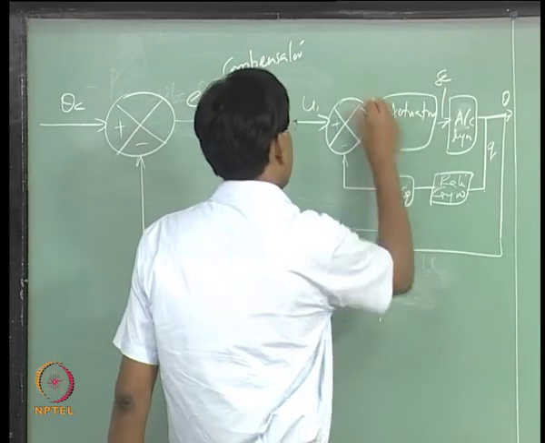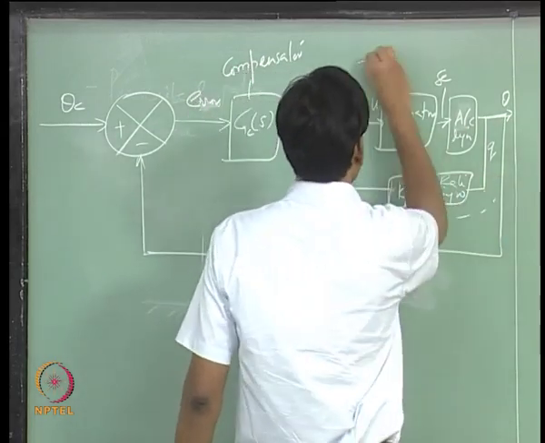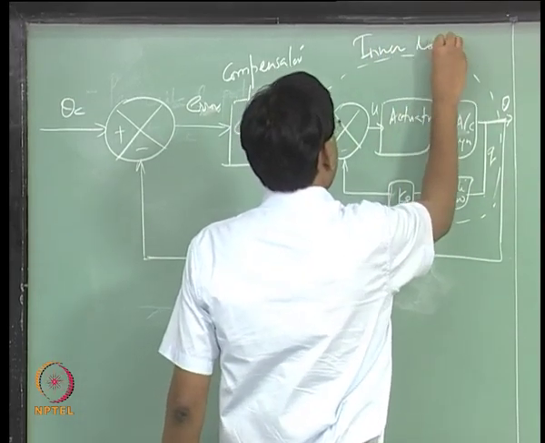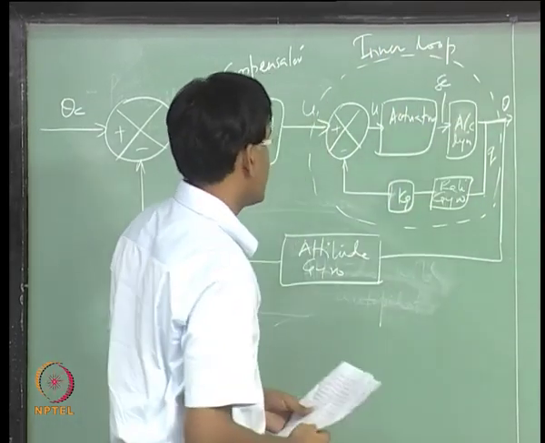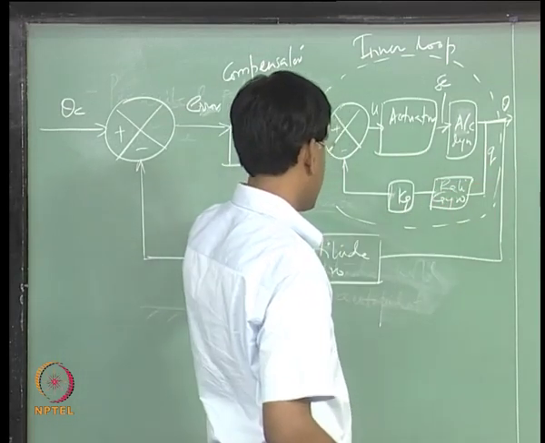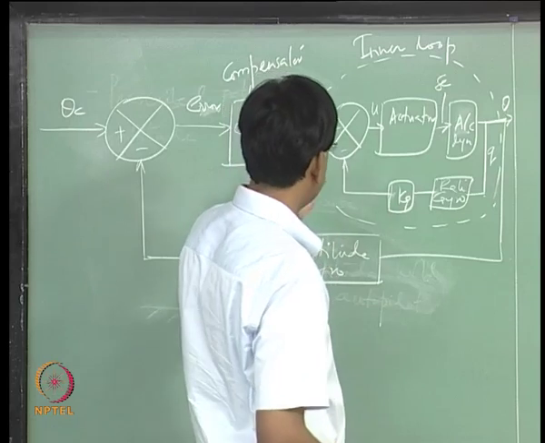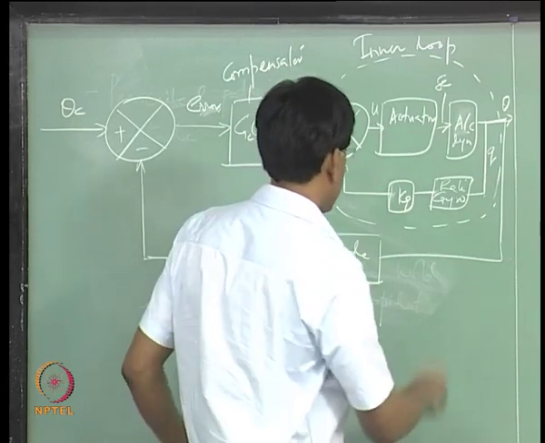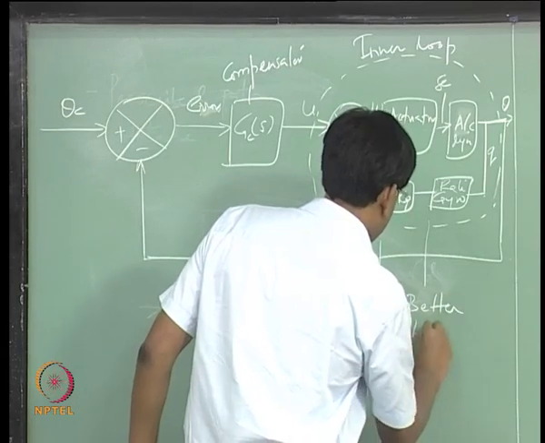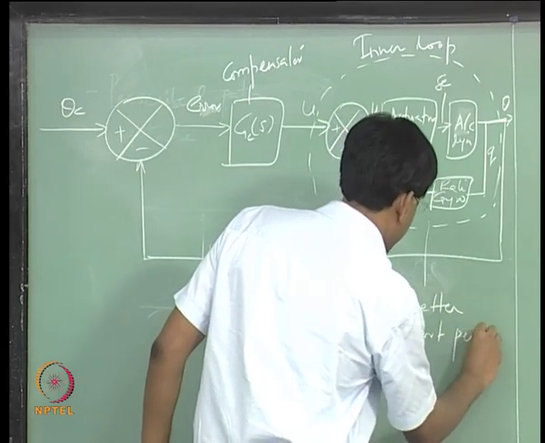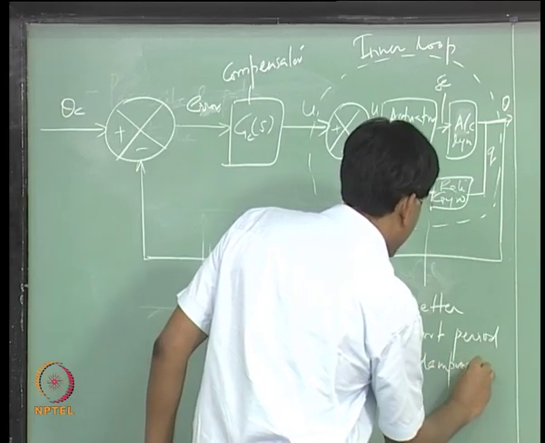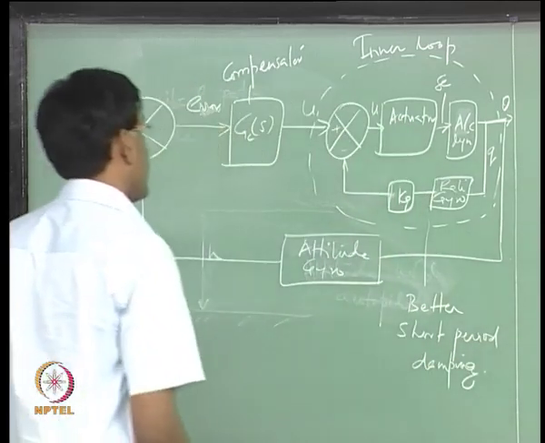So, this is the inner loop which is using the pitch rate feedback through this rate gyro, and this results in a better short period damping.